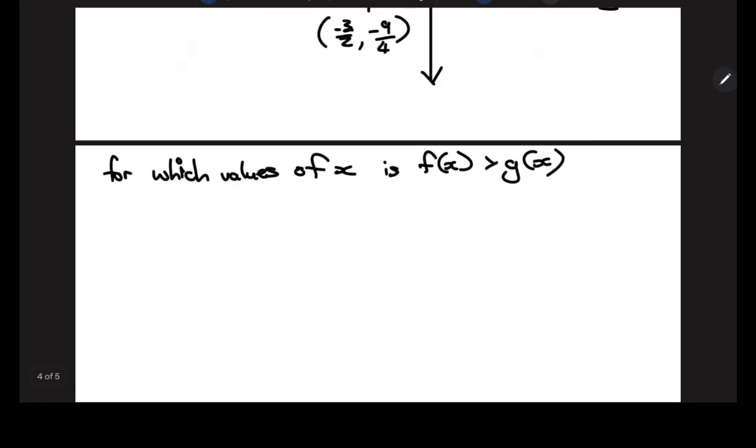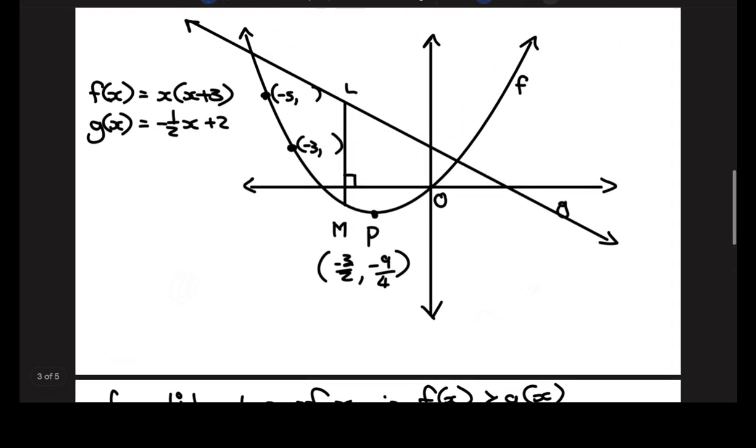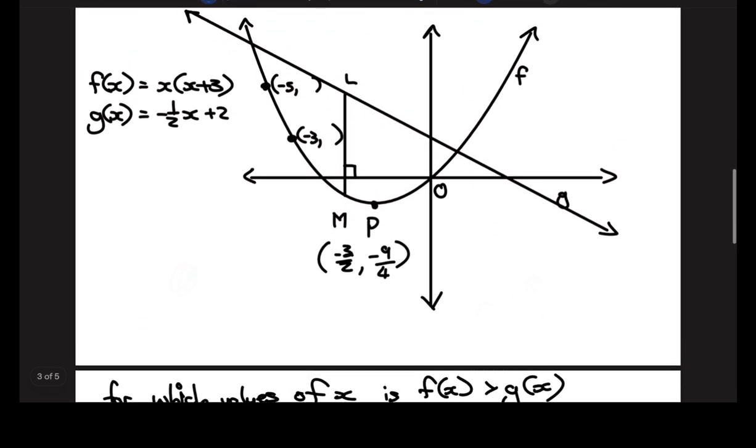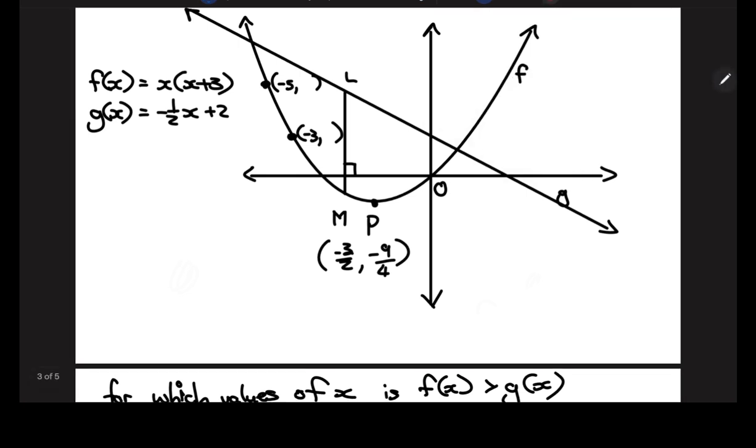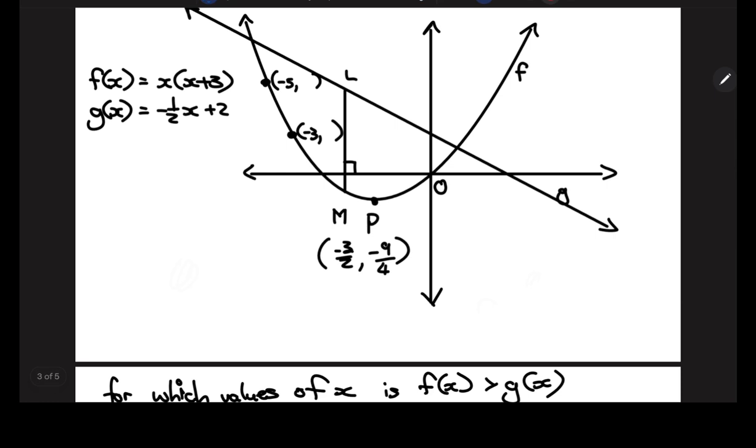Okay, so the next question: for which values of x is f of x greater than g of x? What does it mean when one function is greater than the other function? It means the one is above the other. So let's mark where the one is above the other. Where's f of x above g of x?